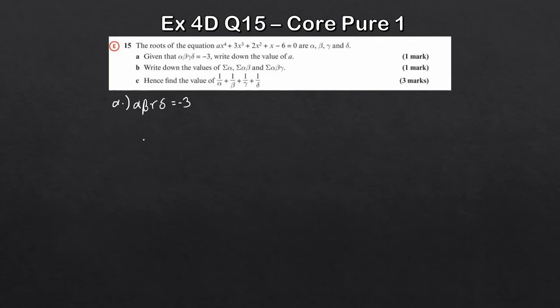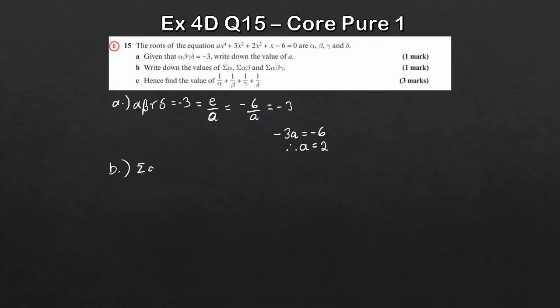Well, remember, alpha beta gamma delta, that is equal to E over A. Which we could write as basically minus 6 here, because E is minus 6, divided by A, which we don't know yet. That is just A, like we said here. But we know this is equal to minus 3, so using that information we can solve it. So minus 3A is equal to minus 6, so divide both sides by minus 3 to get 2 there for A. Okay, so now A is 2, we can work out the rest of the parts here.